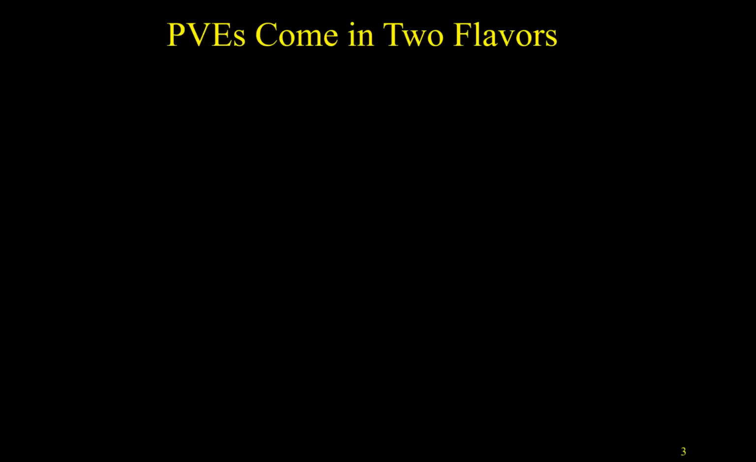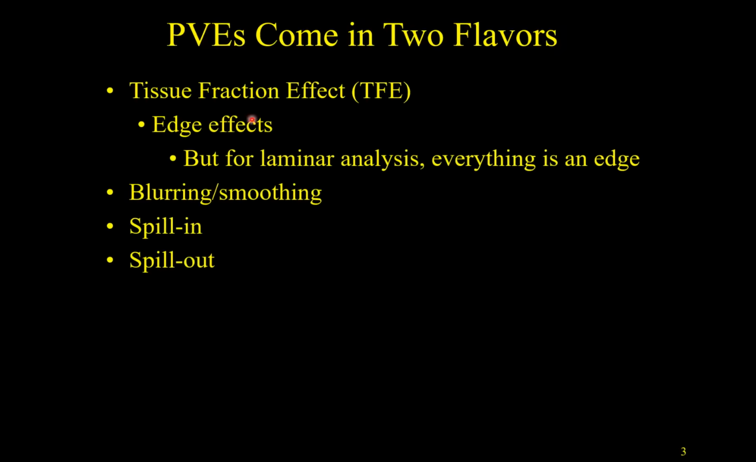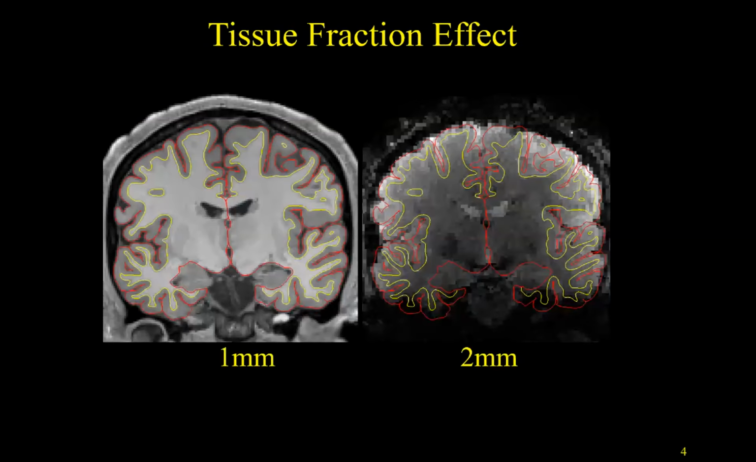So partial volume effects come in two flavors mostly. There is something called the tissue fraction effect, which happens at the edge of a region of interest. And of course, in laminar analysis, basically everything is going to be an edge. Something else is blurring and smoothing, which may or may not be an issue for laminar analysis. And then just why partial volume effects are a problem, which may be obvious.